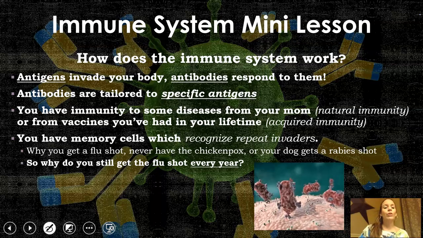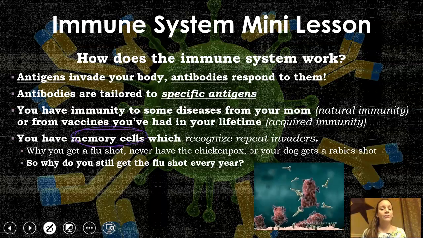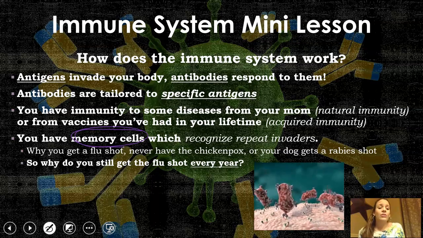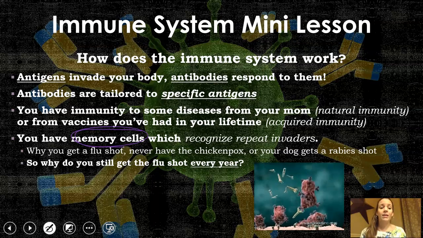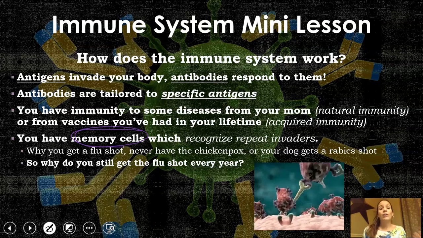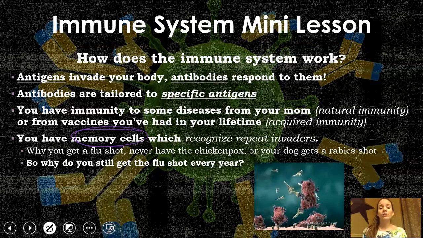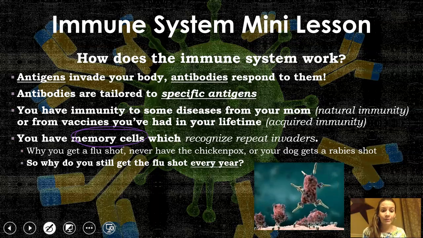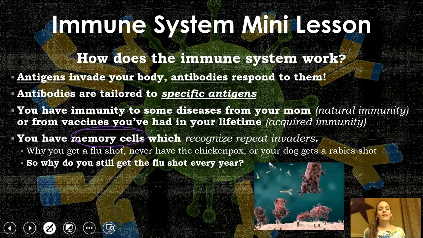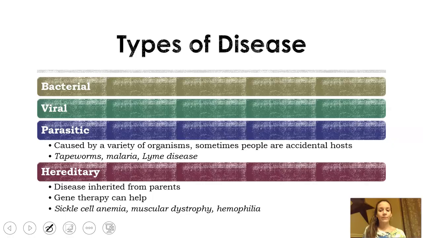You also have these really cool things called memory cells, and they recognize repeat invaders and they attack them right away. So often you don't even have symptoms. So this is why you get a flu shot, because you're creating those memory cells, or why you don't have the chicken pox, or even why your dog might get a rabies shot. But then the question becomes, why do you still get the flu shot every year? And we talked about this briefly, and it's because the flu mutates, it evolves and adapts, so we have to evolve our vaccines to go with it.